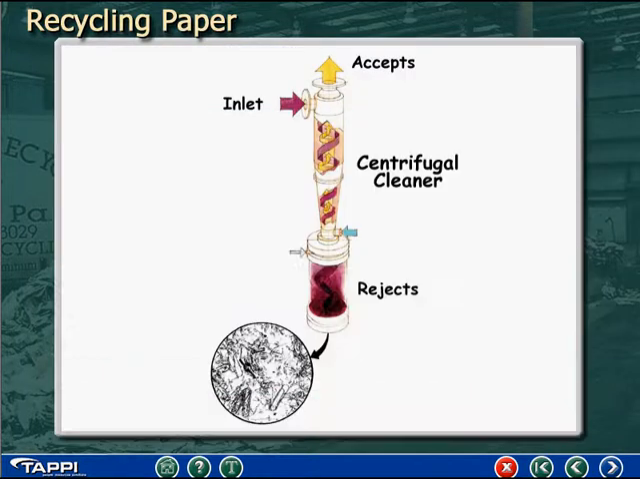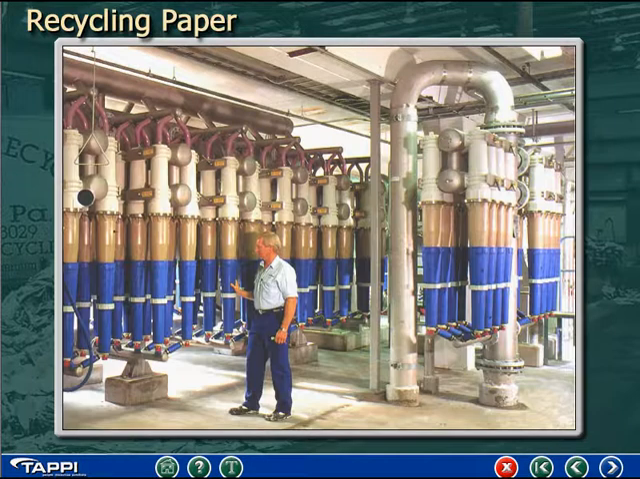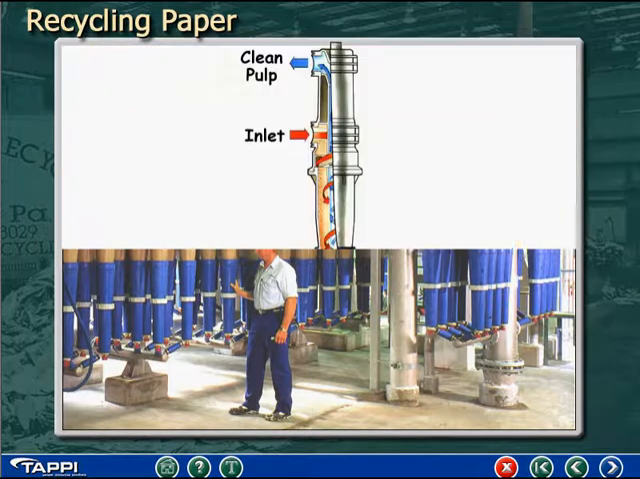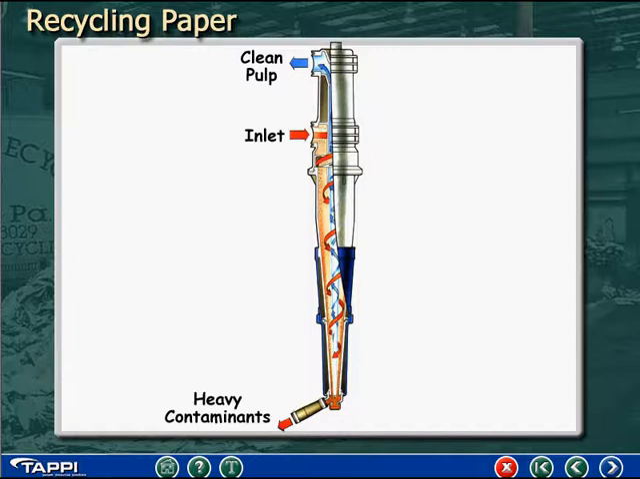We discussed high-consistency centrifugal cleaners a minute ago. They remove the larger heavy contaminants with pulp consistency around 4 to 5%. However, the pulp also needs to be cleaned at low consistency to remove smaller contaminants. Low-consistency cleaners work at a stock consistency around 1%, and the action inside the cleaners is the same as it is in a high-consistency cleaner.